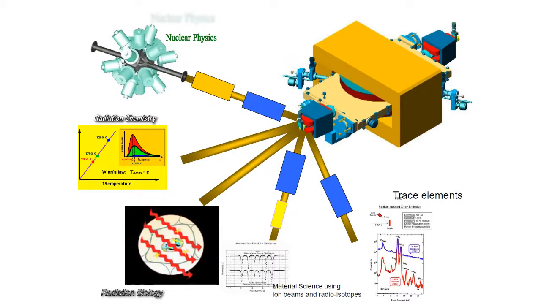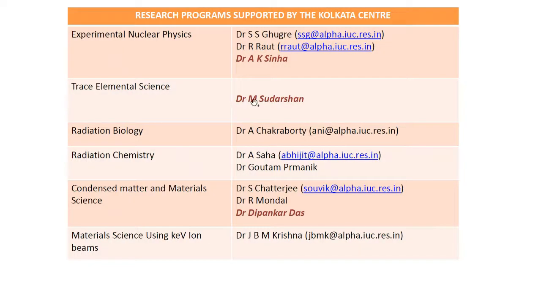I always nowadays, in the world of inverted pyramid, I thought it's better that I put my summary slide, where we are using accelerators to do multidisciplinary science. So that's the research program that is supported by the Kolkata Center. You have experimental nuclear physics, trace element sciences, radiation biology, and these are the people whom you should be talking to if you need to have any help in this. And always, if you have any other problems, you can always talk to our bosses, because as I said, the boss is always right.